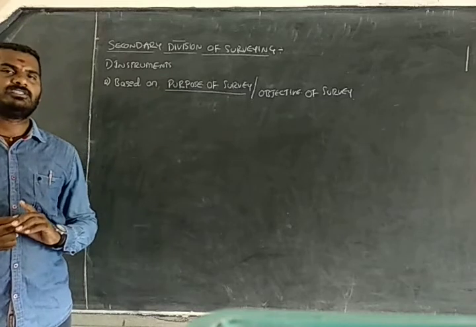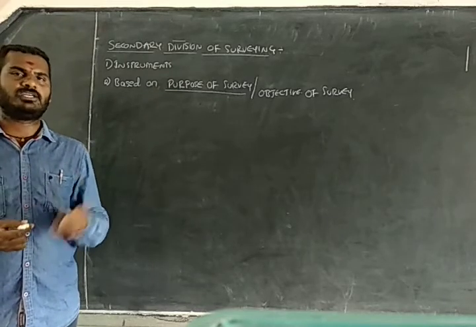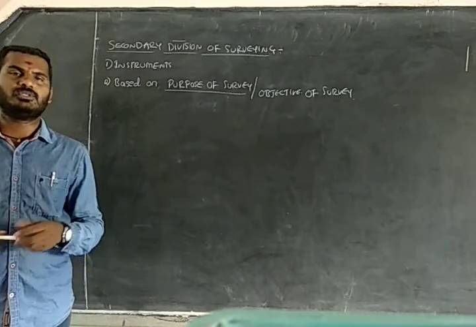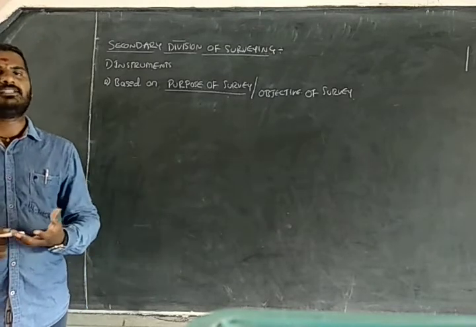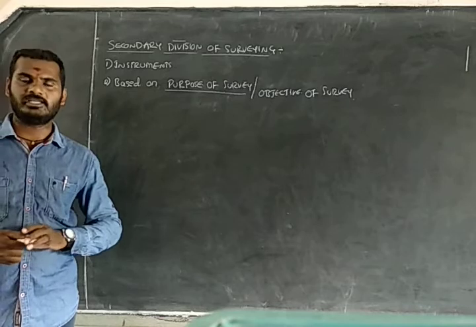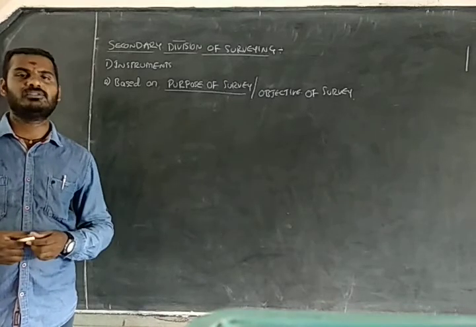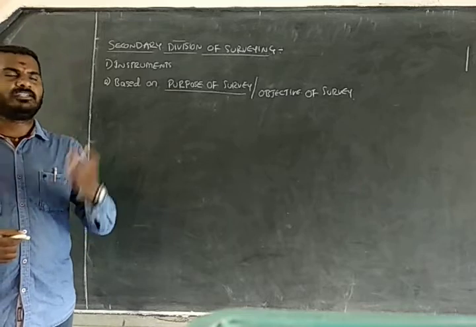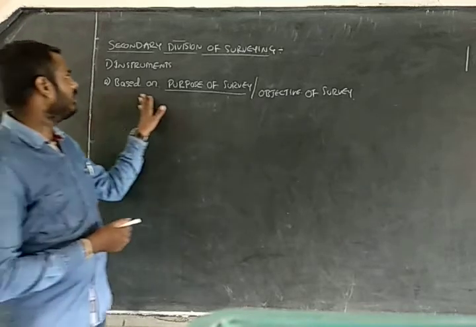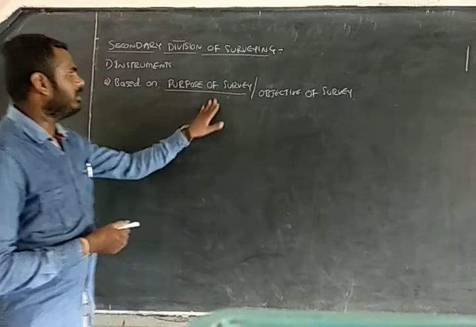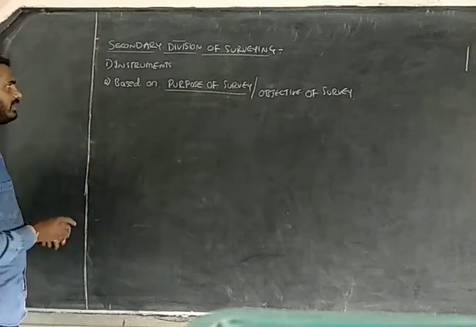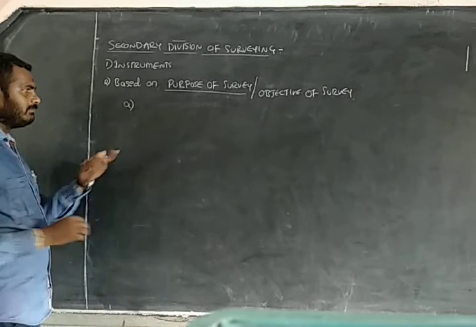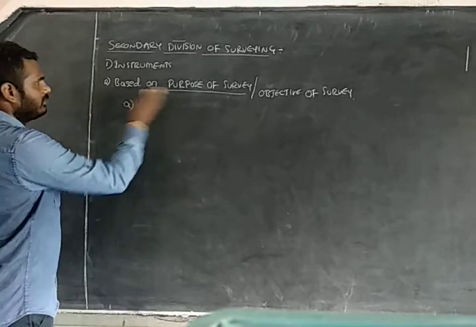Suppose some people do the survey for the purpose of construction of a building. Some people do the survey to identify something that is available in the earth, and some people may do the survey on the planets. So based on different situations, we have the purpose of survey, and based on the purpose of survey, we have the classification.